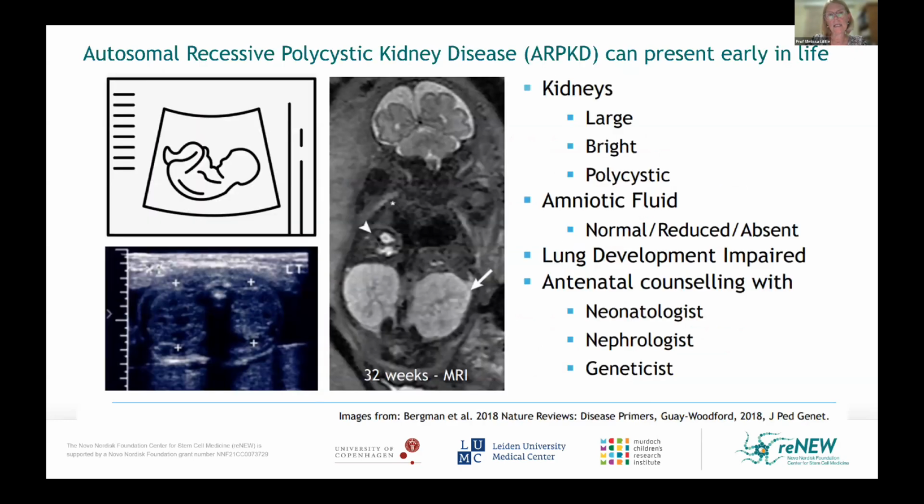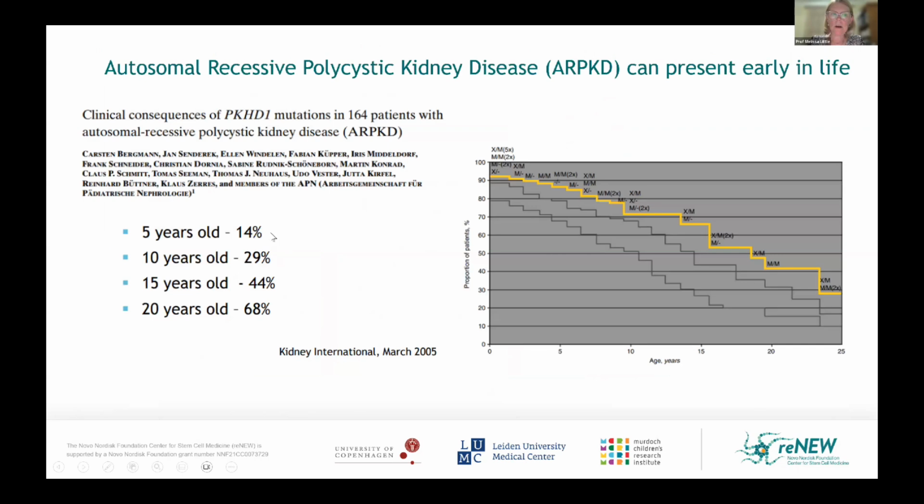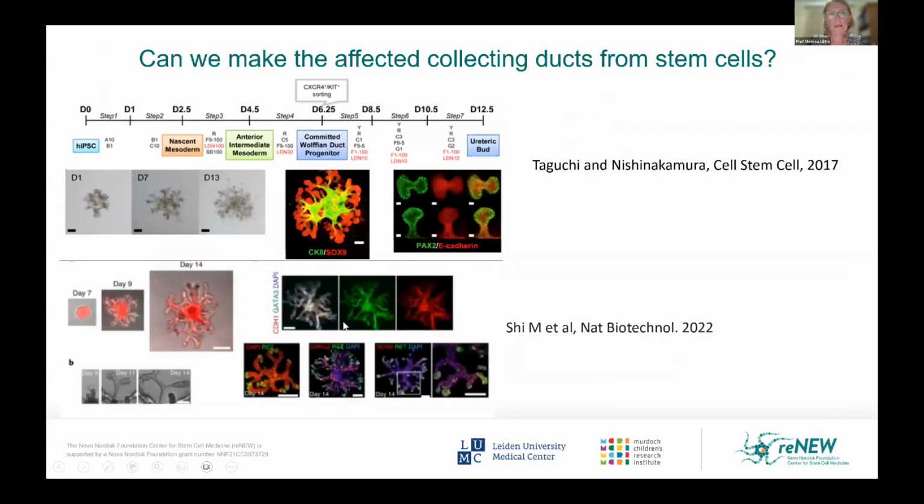Now, this is quite a devastating cystic kidney disease, and it can actually develop and be detected in utero for very early onset ARPKD based upon these large, bright polycystic kidneys on scan. The majority of these patients are actually not really neonatal, but there's a fair percentage that are presenting quite early in life, and the life expectancy is quite low.